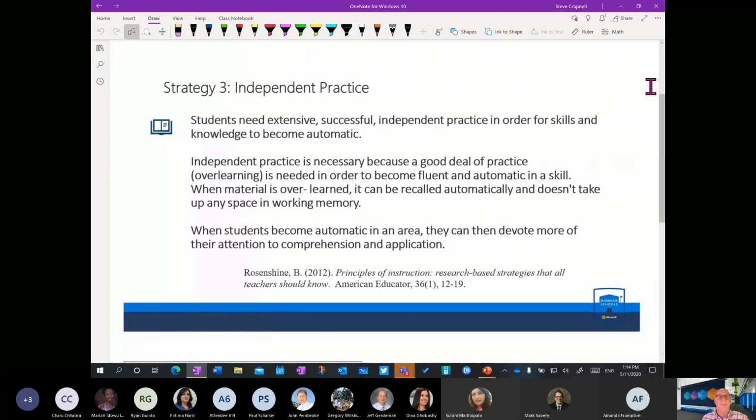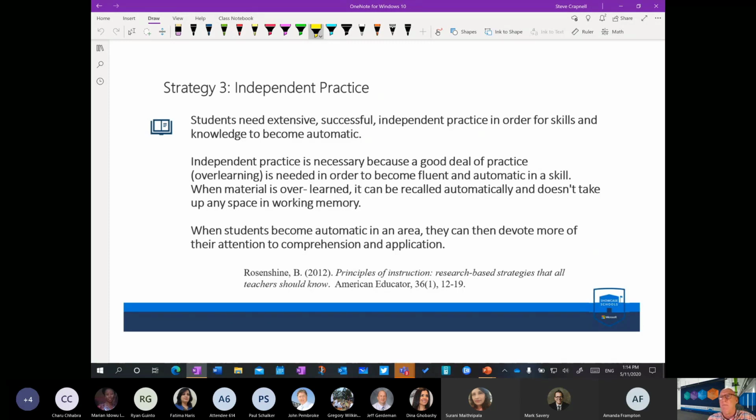Now, strategy 3, independent practice. Now, as maths teachers, we should be familiar with this and comfortable with this as an idea, but it's something Rosenshine pushes very, very strongly. Okay, there are certain analytical facts and procedures in mathematics that we need our students to be fluent in order to reduce the stress on the working memory.